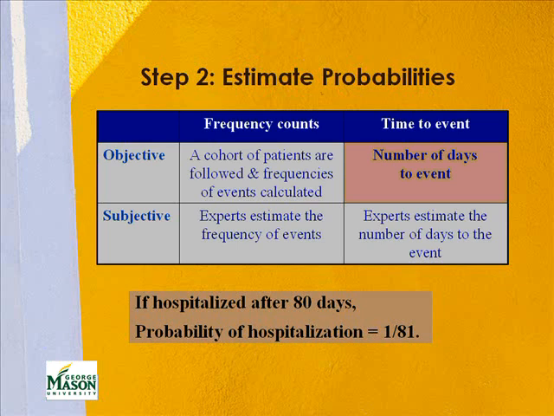This method is objective, but requires a shorter follow-up time than the first method, especially if the probabilities being assessed are relatively small. For example, the daily probability of hospitalization may be calculated as number of days before the patient is hospitalized. If a patient is hospitalized after 80 days, then the daily probability of hospitalization is 1/81.